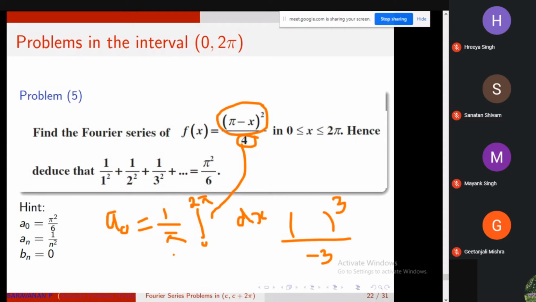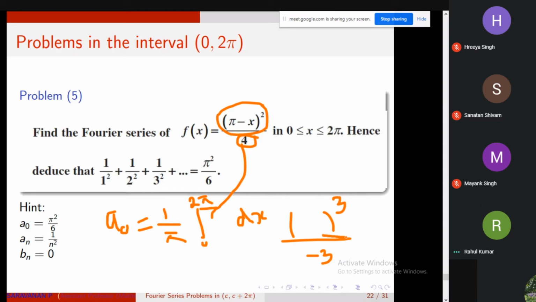Very simple. We can write pi minus x whole square equal to x minus pi whole square. Because it is a whole square, the value of a is 1, so the limit value will change. If you write x minus pi and substitute the upper limit, what will you get? x minus 2 pi, so it is minus pi whole square, whole cube.